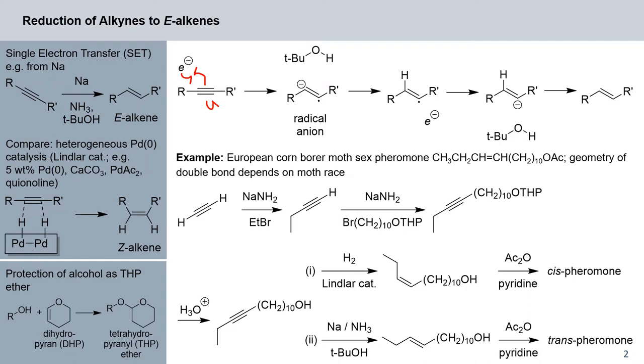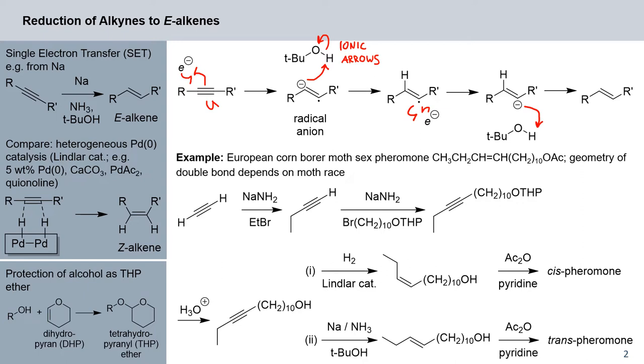Now, in a follow up step, this is now an ionic reaction, so we're using our curly arrows again. This negative charge can pick up a hydrogen from the solvent, tert-butyl alcohol in this case. So this is again ionic arrows. And we generate here our trans sigma radical. Now this is of course very reactive, so it will snatch up another electron fairly easily. So we generate again our negative charge here.